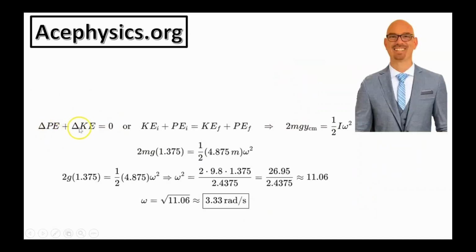To solve this problem, we use conservation of energy. The change in potential energy plus the change in kinetic energy equals 0. This tells us that the negative change in potential energy is equal to the change in kinetic energy. The final kinetic energy is 1/2 I omega squared. The initial kinetic energy was 0. Change in potential energy is mg delta y, where delta y is 2 times 1.375. That has to equal 1/2 I omega squared. We calculated I on the previous slide. This tells us that omega, the angular velocity of the tennis racket when it falls to the bottom, is 3.33 radians per second.